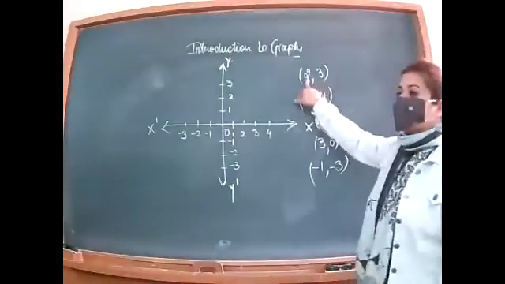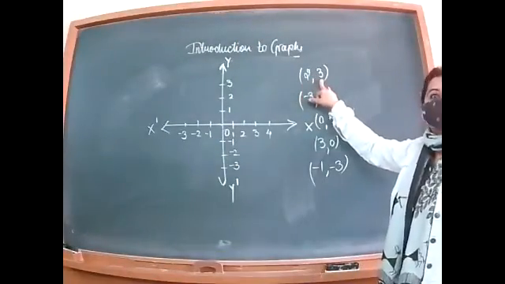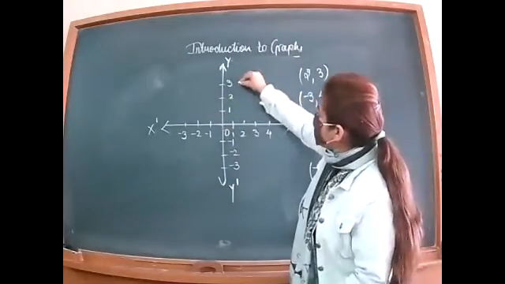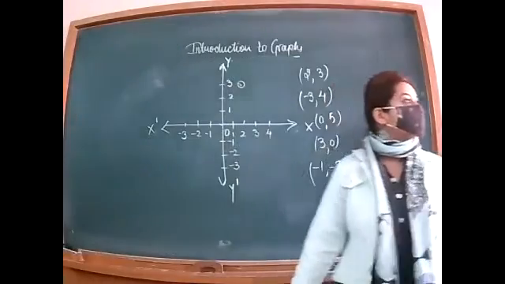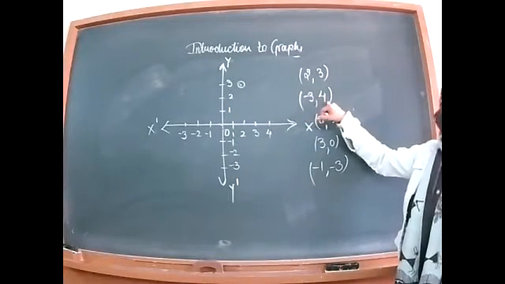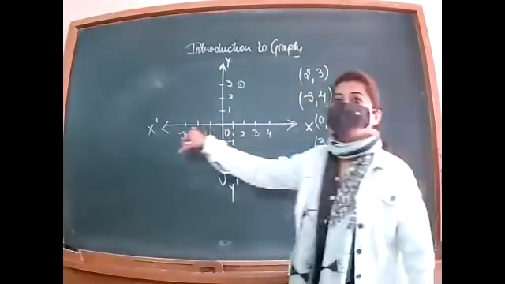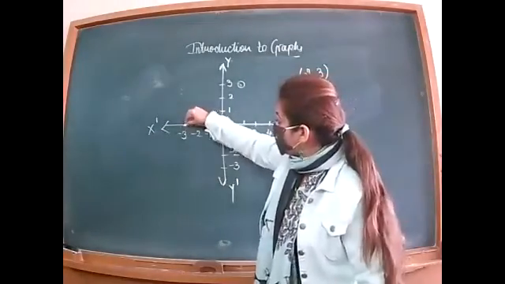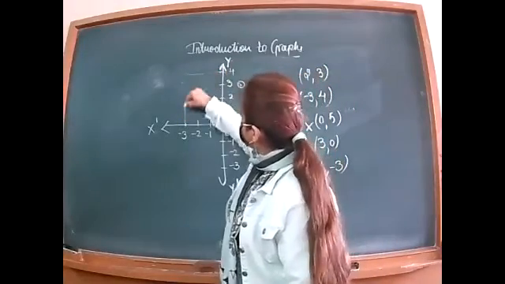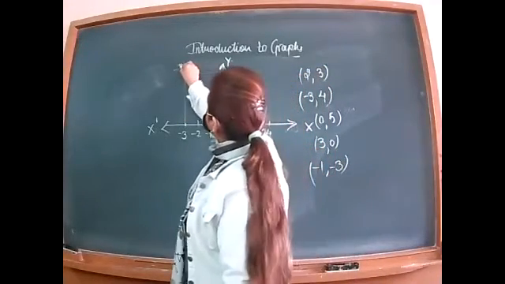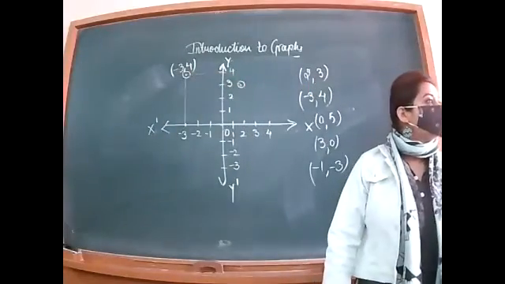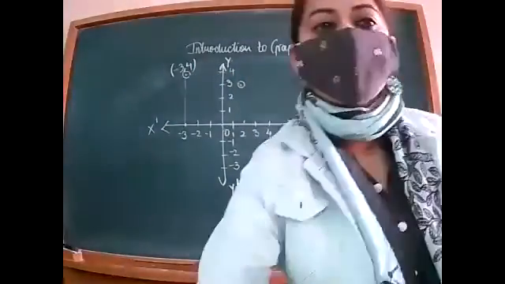This first point will represent your x coordinate. Second point is your y coordinate. X is 2, y is 3. So this is the point 2, 3. Is it clear? Any doubt? Second is your -3, 4. X is -3, which is on the left, and y is 4. So where they will intersect, this point is known as -3, 4. Clear? Any doubt? Now plot the other points in the same manner.